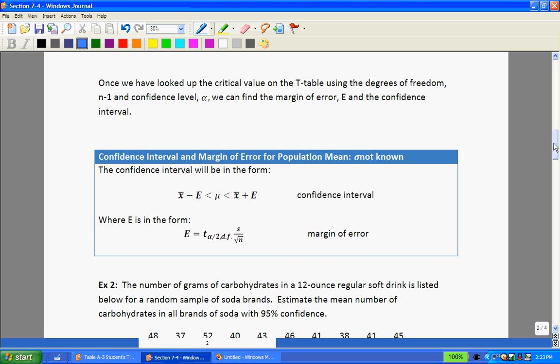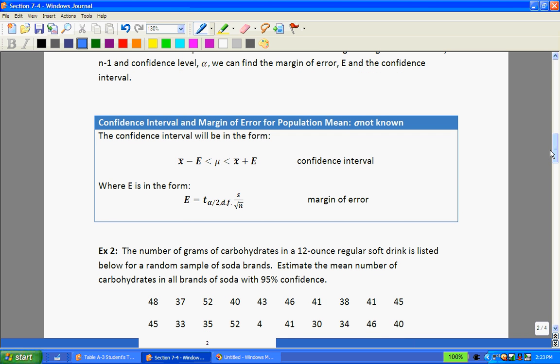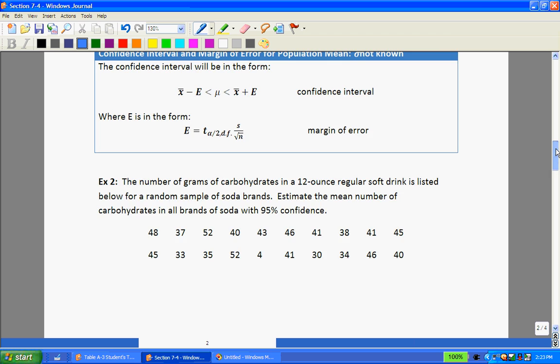Well, once we do find that critical value on the t-table, we can find the margin of error. And then resulting from that, we can find the confidence interval. So these formulas should look relatively familiar from what we've been doing with our previous confidence intervals, where we take x bar and subtract off the margin of error, or take x bar and add on the margin of error. That creates that confidence interval. But as far as calculating E itself, instead of a z value here, we're going to have a t value. And we have the sample standard deviation divided by the square root of n. So let's try this out.